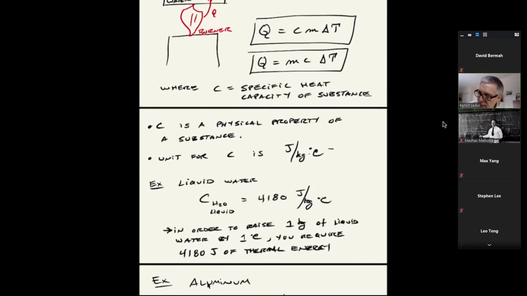Okay, so let me put it here. That's what it is, right? Joule per kilogram per Celsius. Okay, any questions?